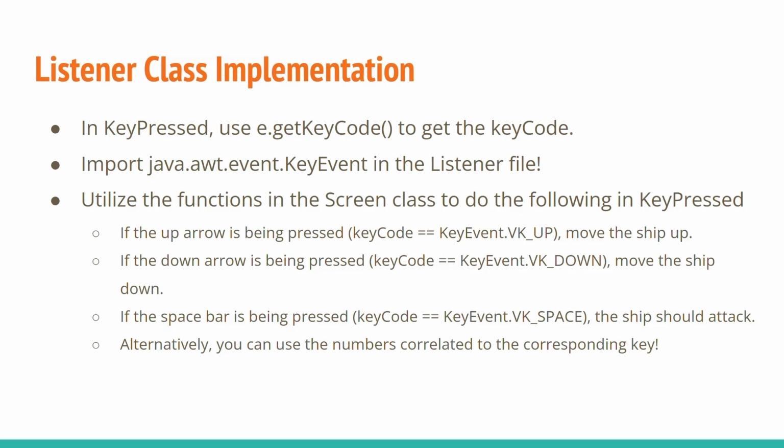So if keyCode, which is what we grabbed at the beginning of this slide, equals KeyEvent.VK_UP, that's the up key, VK_DOWN is the down key, and VK_SPACE, then you're going to call the attack method.